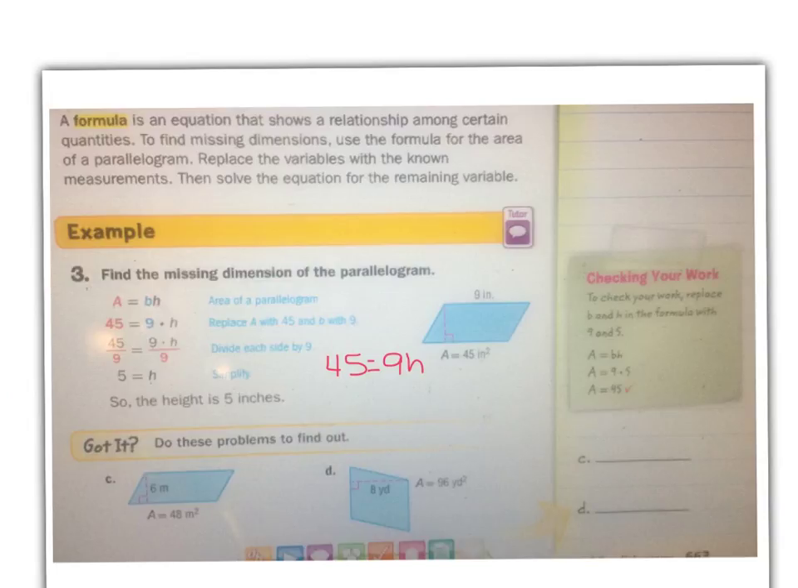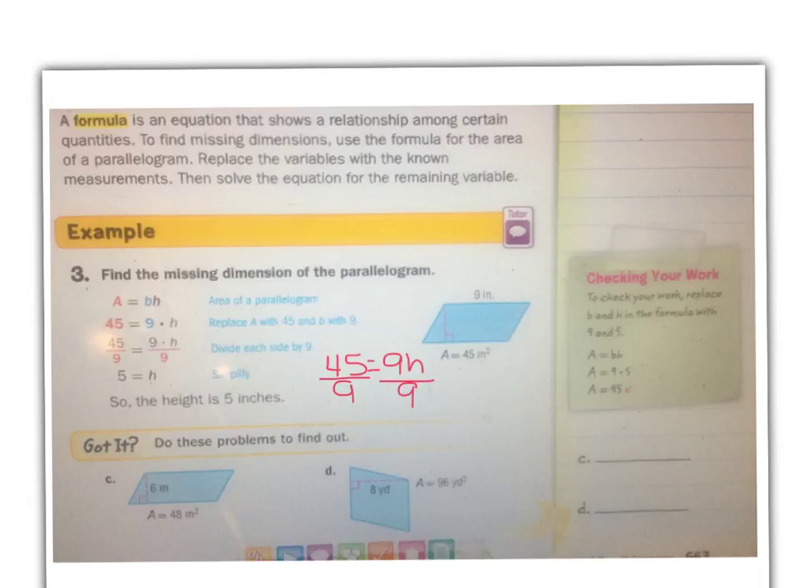What's happening right here, 9 times h, or 9h, is simply 9 times h. In order to solve algebraic equations, you do the opposite operation. So if it is multiplication that is happening, we solve it by using division. Whatever you do to one side, you must do to the other. So that just simply means divide both sides by 9.